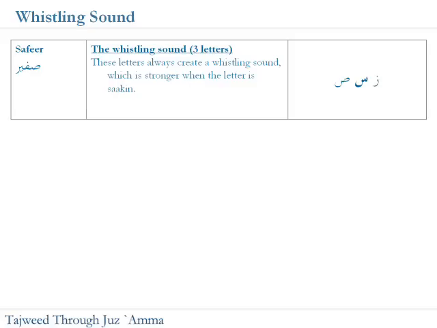Now we come to the characteristics which have no opposite. We've got one here called the whistling sound, or safir, and it says here these letters always create a whistling sound which is stronger when the letter is sakin. So for instance, the sin, when you say sa, si, su, there's a sort of whistling taking place. Or with the za or the zay, you can say as. So it has a slight whistling sound to it.